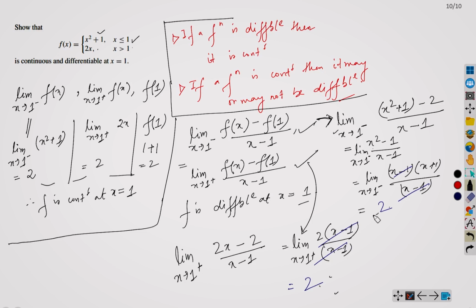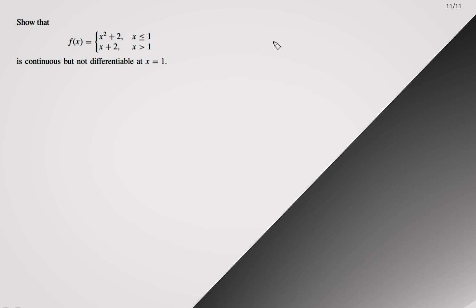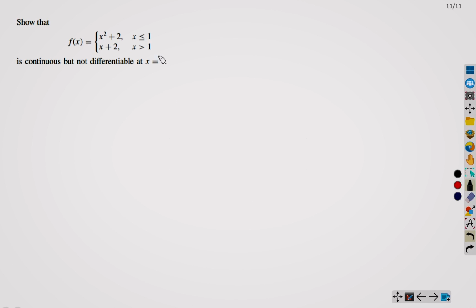So according to the definition of differentiability, the limits exist and they are equal. Therefore f is differentiable at x equal 1. So in this case we obtain that f is continuous and differentiable at x equals 1, but not in all examples does this happen. As I mentioned, not always does this happen.